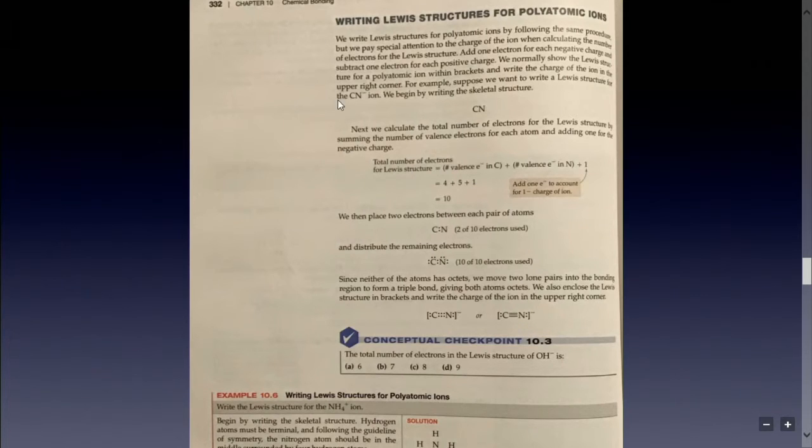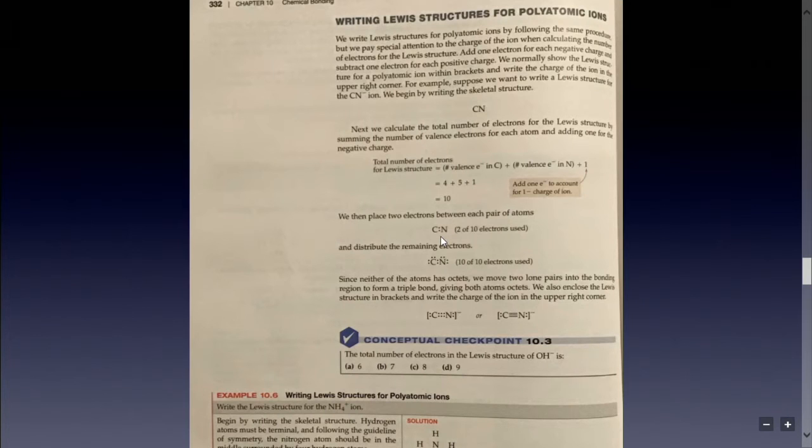Cyanide has a negative charge. I don't know why they don't have that negative symbol there, but if you're writing a Lewis structure for the CN minus ion, that minus means you've got one extra electron. So overall, we need to show 10 electrons. So how do we show those? Again, I want to do a thorough explanation here. You're first going to show your bonding pair.